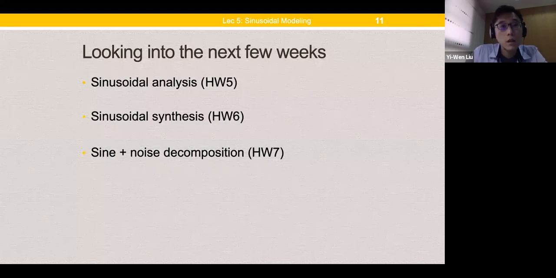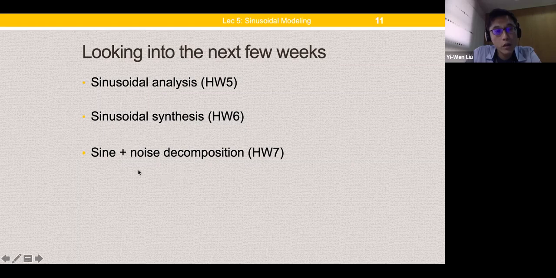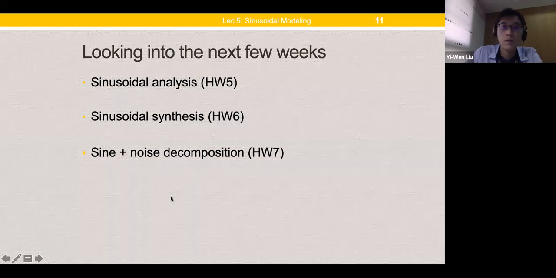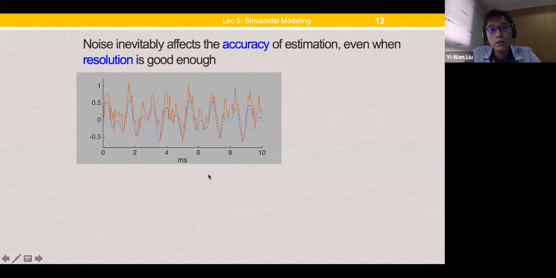And so today is the beginning of a series of 3 homeworks. Okay, the first homework is this homework. The second homework we will be dealing with synthesis, and the third homework you will be dealing with sine plus noise decomposition.